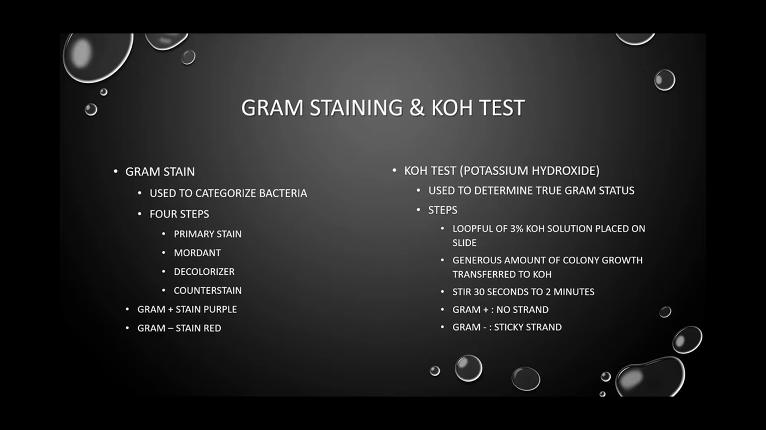Gram staining is the same technique we use for staining blood and ear cytologies. It just includes more steps. First is the primary stain, which is usually crystal violet. Then next is the mordant. That is gram's iodine solution. Next is decolorizer, which is 95% ethanol or acetone. And last is counterstain. That is basic fuchsin or safranin.